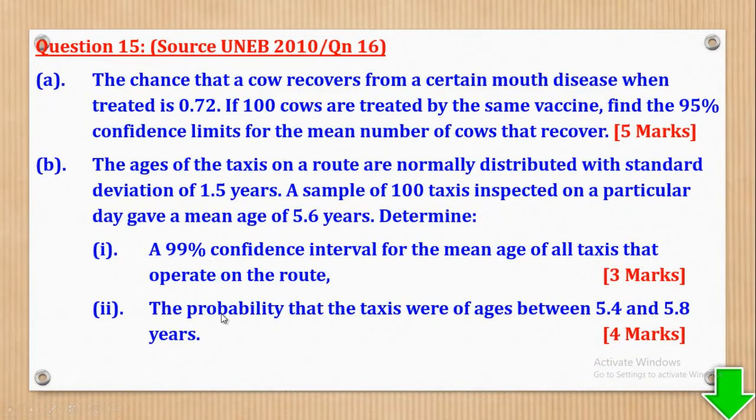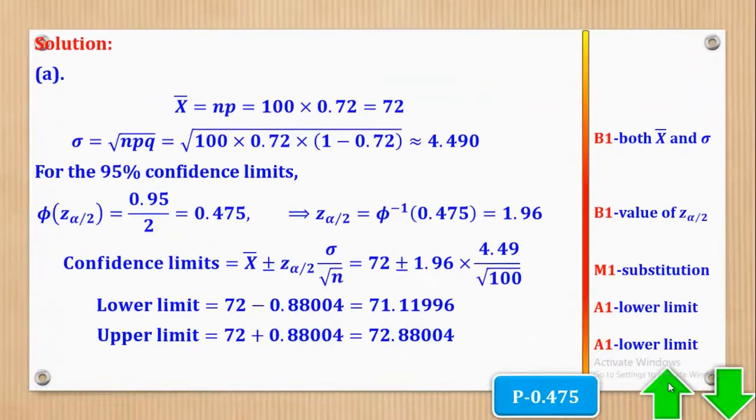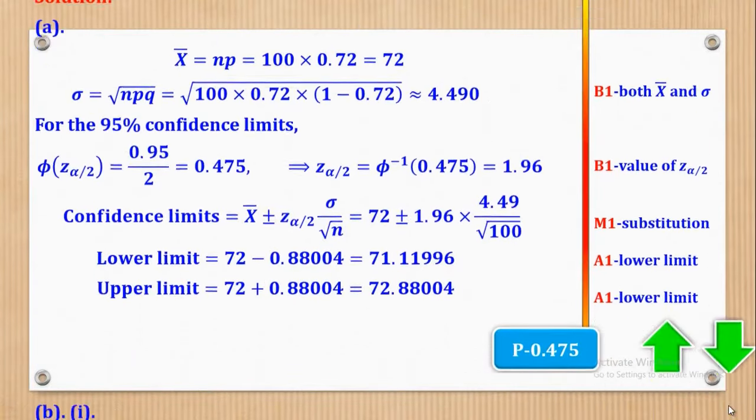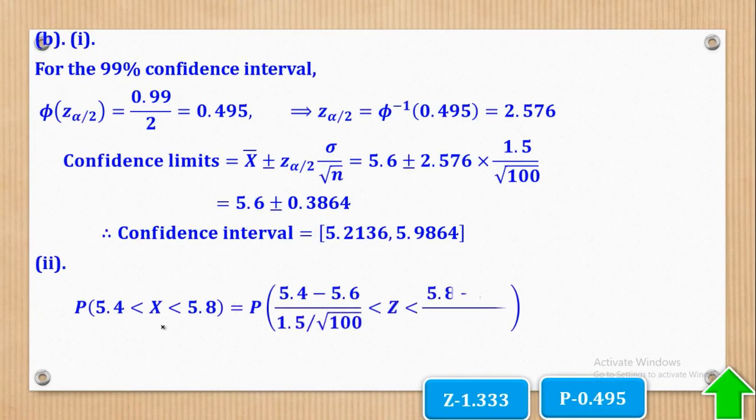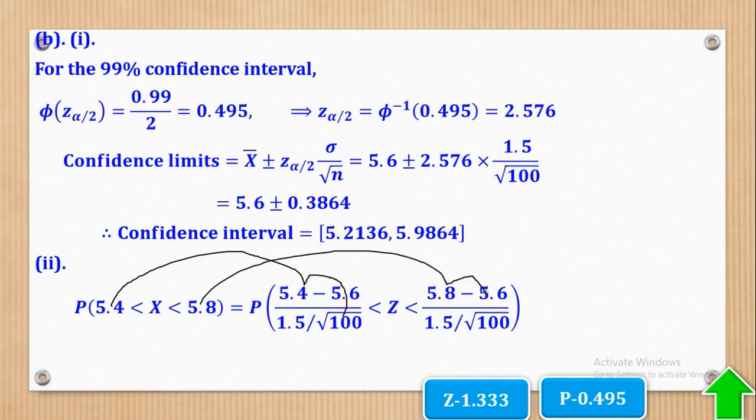So Roman 2 says find the probability that the taxes were of ages between 5.4 and 5.8. So you come and standardize this to become that minus mean over standard error and that minus mean over standard error.